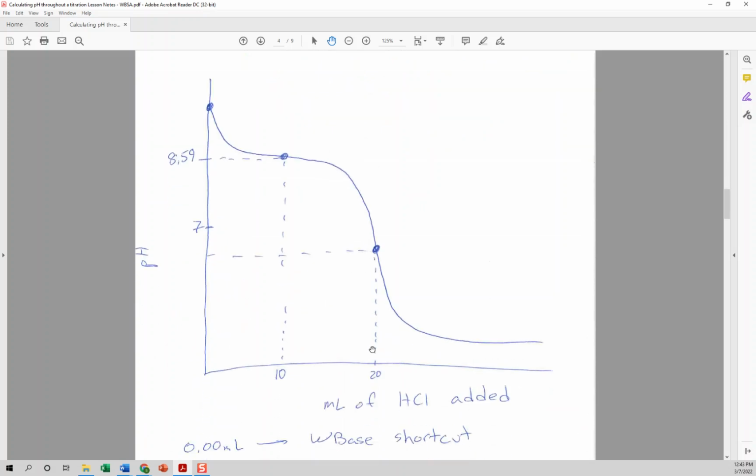So now we can map it out a little bit better. We still know that the pH at the equivalence point is going to be below 7, and that's going to be at 20 milliliters, right? So now we know that volume, and we know half of that is going to be the midway point of the buffer region, and that should have a pH of 8.59, which is the pKa of HWB plus, our conjugate acid. Okay.